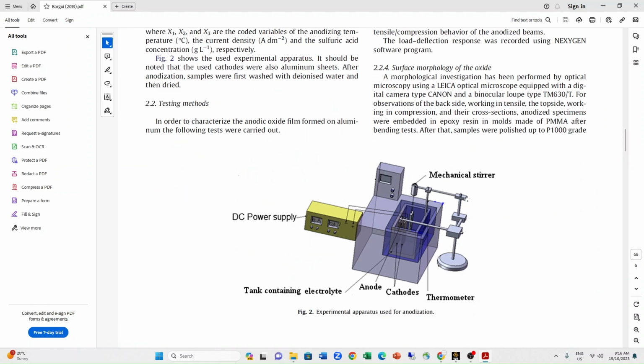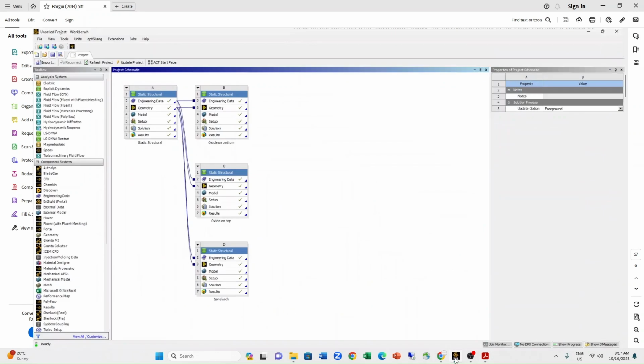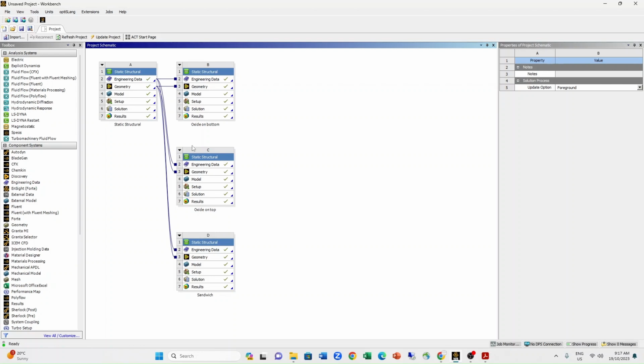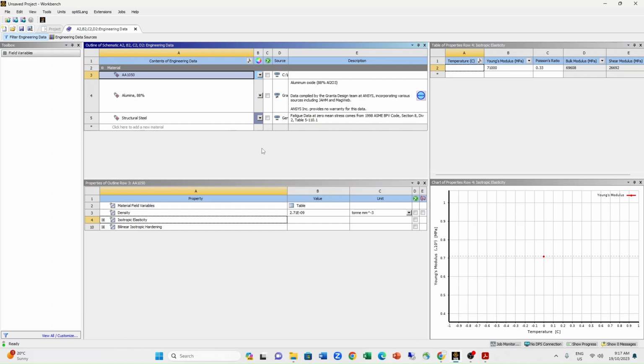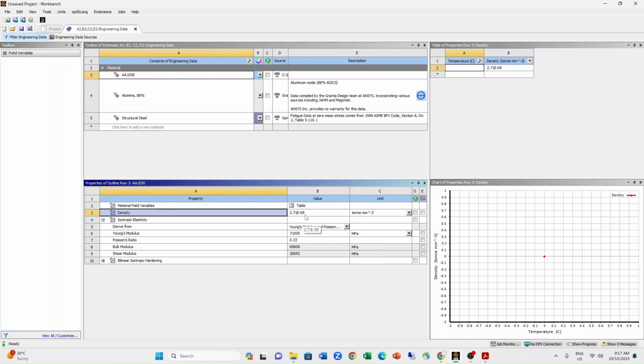So the first step is, in ANSYS Workbench, we need to set up the materials. In this case, we have basically two types of materials. One is aluminium, AA 1050, and basically we need to know the isotropic elasticity. So here is the Young's modulus and then Poisson's ratio. There is also a density given here. Note the unit is tonne per cubic millimeter.